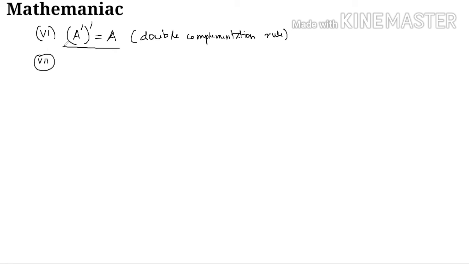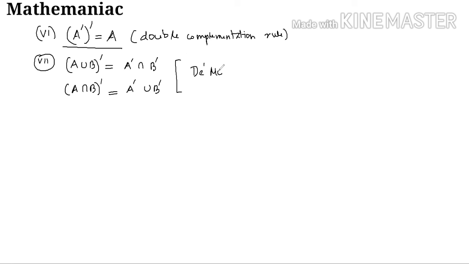This is very clear. You can understand this. Then once you get this, we'll be getting this also. A union B complement is equal to A complement intersection B complement. Then A intersection B complement is equal to A complement union B complement. These two rules are said to be De Morgan's law, and a very powerful tool in our explanations. Very, very important.